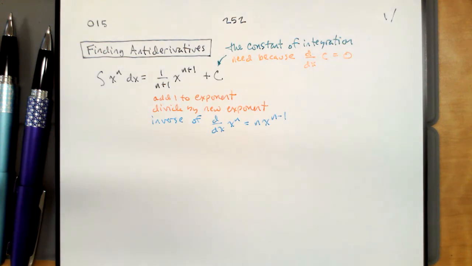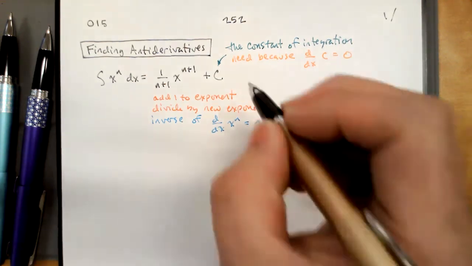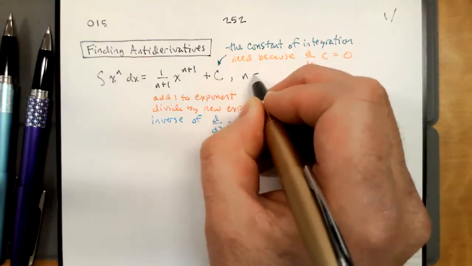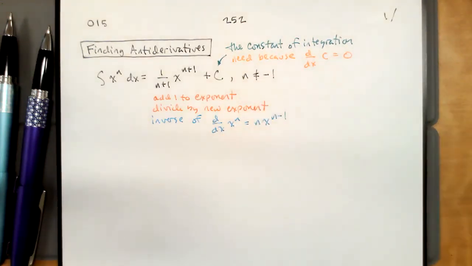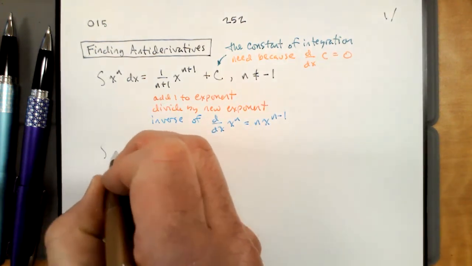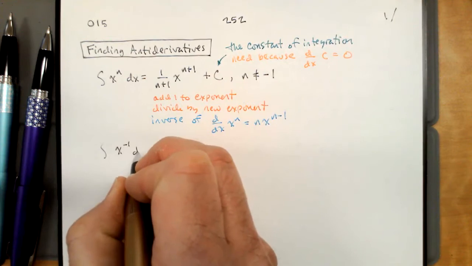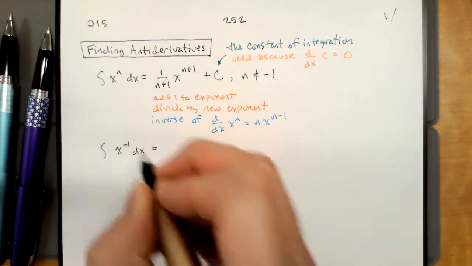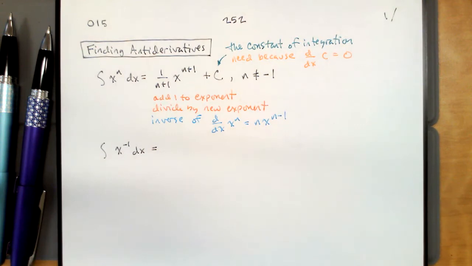Like we saw yesterday, we can't have n be -1 in this process. So because of this part happening right here, the 1 over n plus 1, we can't have an x to the -1. So this only works for n when it's not -1. But that's okay because we have an answer for the integral of x to the negative 1. What is the integral of x to the negative 1?